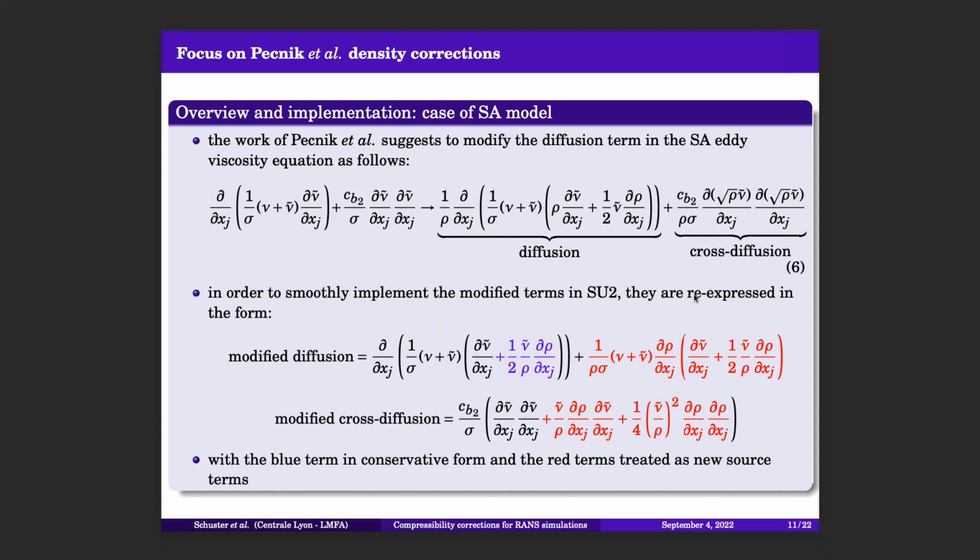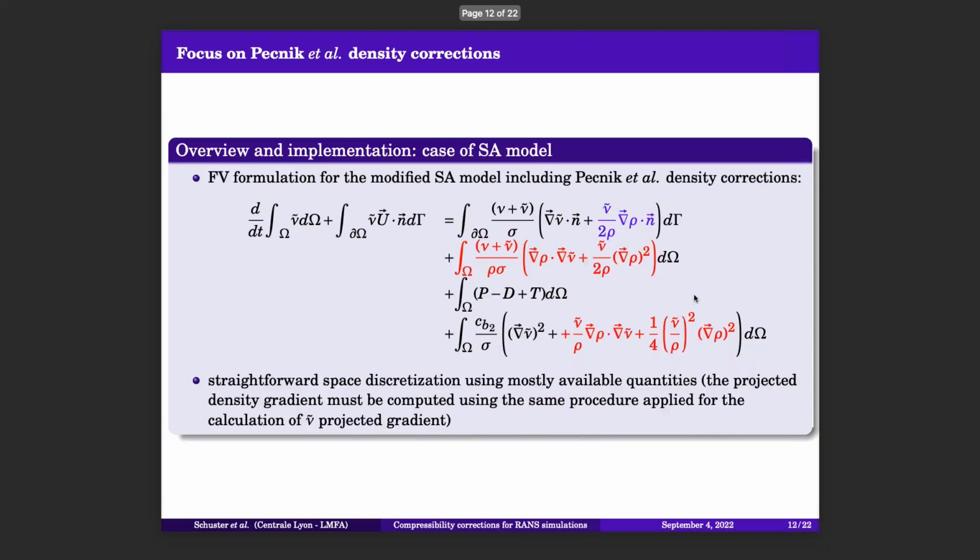Okay, so this has been... Next slide, please. Just as a reminder, of course, the finite volume formulation, to distinguish clearly between the flux term in blue and the extra source terms which you need to code. And again, the space discretization is straightforward. So this has been implemented in SU2, and we can go to the next slide.